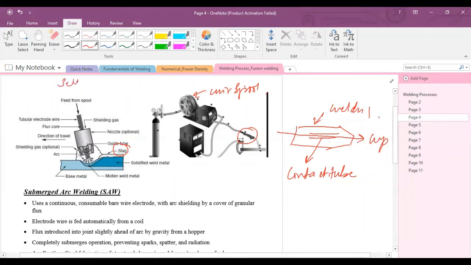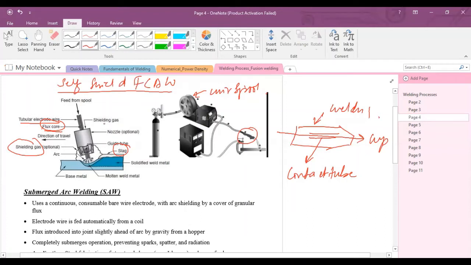One is self-shielded flux core arc welding. In this type, only the flux core is used. There will be a tubular electrode, and inside this tubular electrode there is a flux core coating, and this coating will protect the molten pool from the environment, as I've already explained. There is no shielding gas used in self-shielded flux core arc welding. This flux core is enough to protect the molten pool.